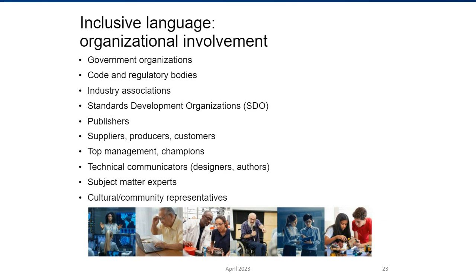Your suppliers, your producers, your customers, people within the organization are involved in the inclusive language process. You need top management to agree to do this, champion it, and make it happen, and have people spend the time to do it. The technical communicators, the subject matter experts who decide, all right, if we're not going to call it that, what are we going to call it? And representatives of different cultures and communities who use your material and may find it non-inclusive.